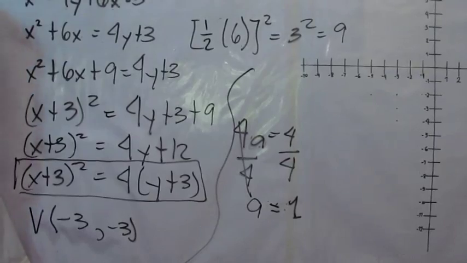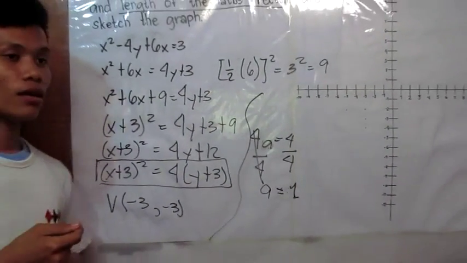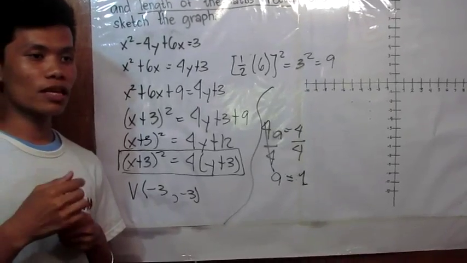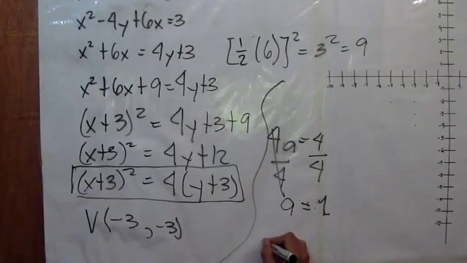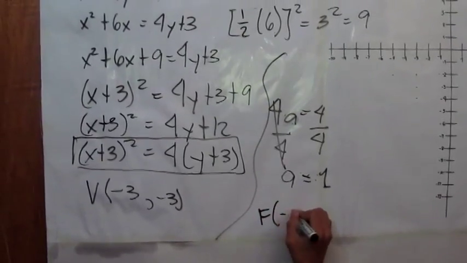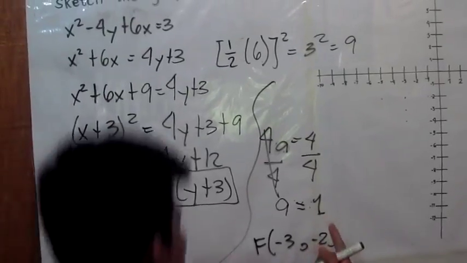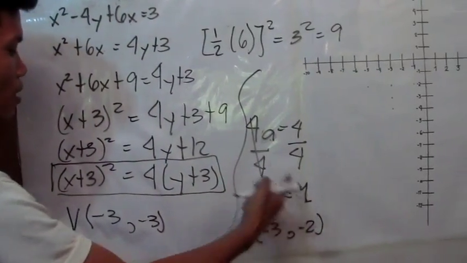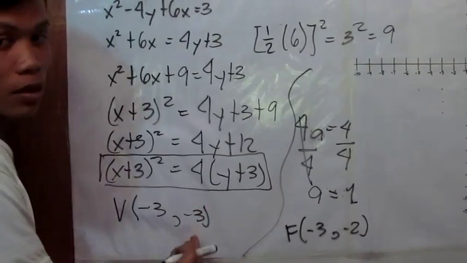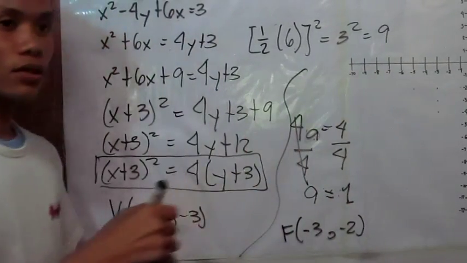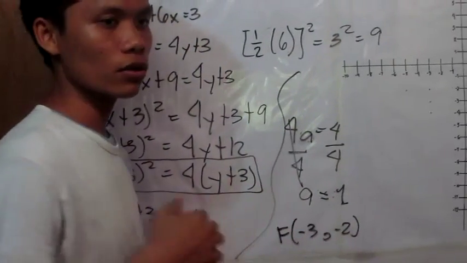Then the value of a helps us determine the point of the focus. So the point of our focus is negative 3. Our focus here is negative 3 and negative 2. Okay, negative 2, since our value of a is 1, is negative 3 subtracted by positive 1. So the answer is, our focus here is negative 3 and negative 2.